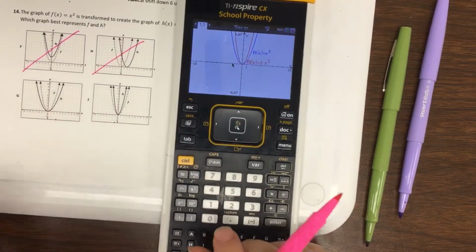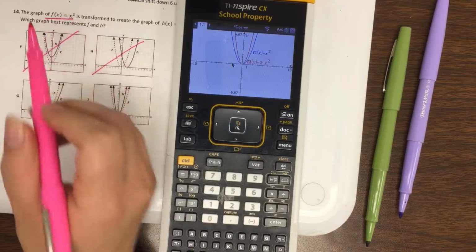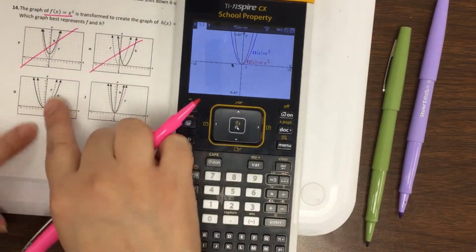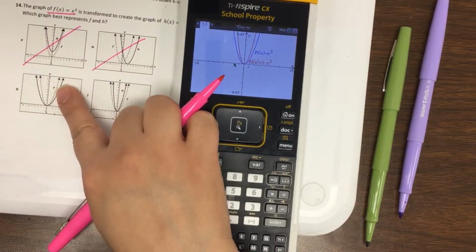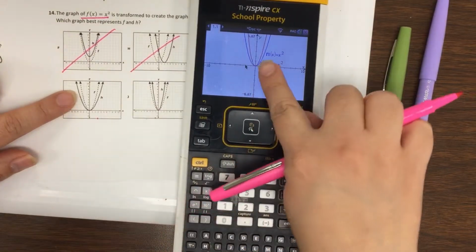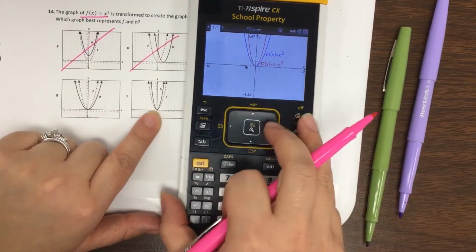So this is where we really have to pay attention to the labels. F of x is the original. That's the blue, that's the one that's opening up wider. If I look at G, it shows me F is the parabola that's inside, the one that's a little bit more narrow. And that's not true. It's the new graph that's a little bit more narrow. So it's going to be J.